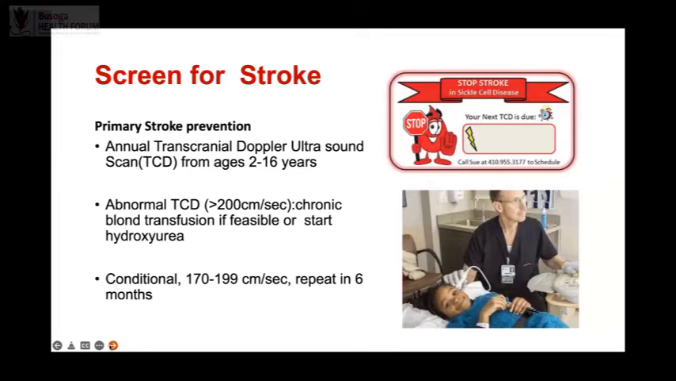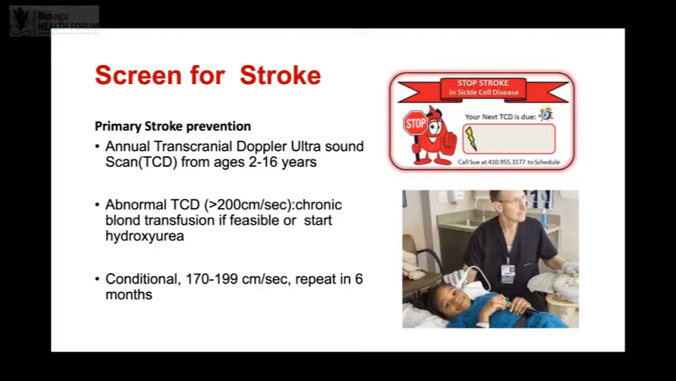So children at risk of stroke have what we call abnormal transcranial Doppler ultrasound scan readings. You put a probe at the temporal side of the head and measure how fast the blood is moving through the vessels. It has been found that if the velocities are more than 200 centimeters per second, that child is at risk of getting a stroke, almost 300 times someone who is normal. So you need to do something when you find those velocities, and you can only do that if you screen.